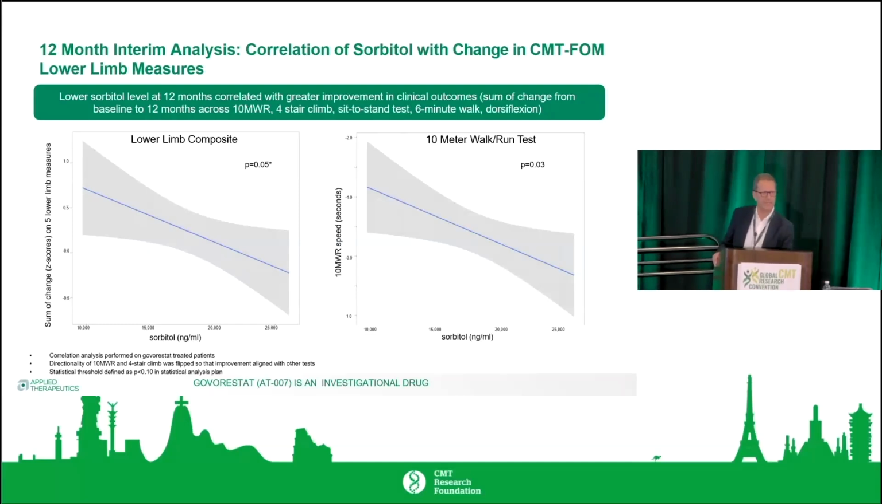What you see on the left of this slide is that favorable changes in this composite endpoint correlated with the level of sorbitol. So patients with lower level of sorbitol had a more meaningful change for a composite of these 3 endpoints. However, the study primary endpoint at month 24 is not this composite, but rather a single component of CMT form, which is the 10-meter walk or run. And what you see on the right part of this slide is the correlation between changes in 10-meter walk or run and sorbitol level. So once again, lower sorbitol level is associated with a more meaningful, more favorable change in the 10-meter walk run.